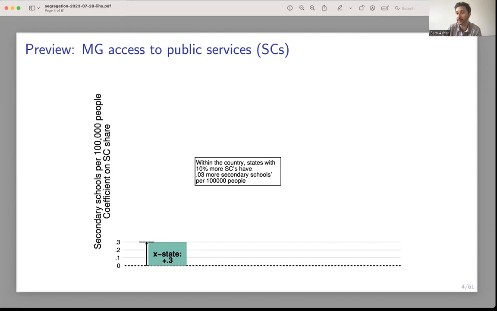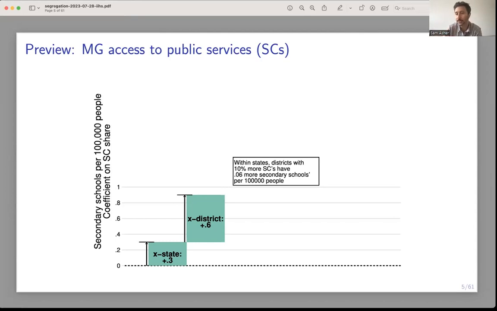Now that may be just because of where scheduled castes happen to be located in the country. It may also be because there have been various policies by the Indian government to try to direct more educational resources towards areas with more SCs. When we then look across districts within states, we see that districts with more SCs also have more secondary schools. Districts with 10% more SCs have 0.06 more secondary schools per 100,000 people.